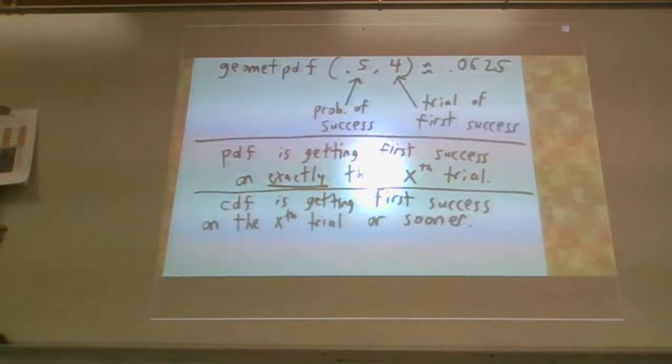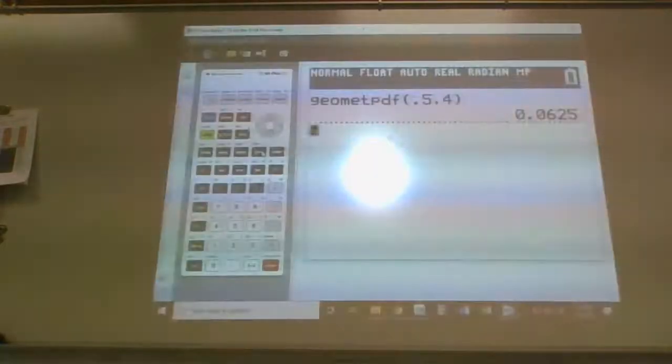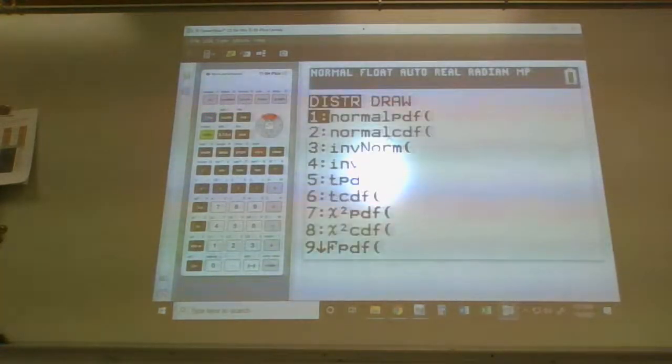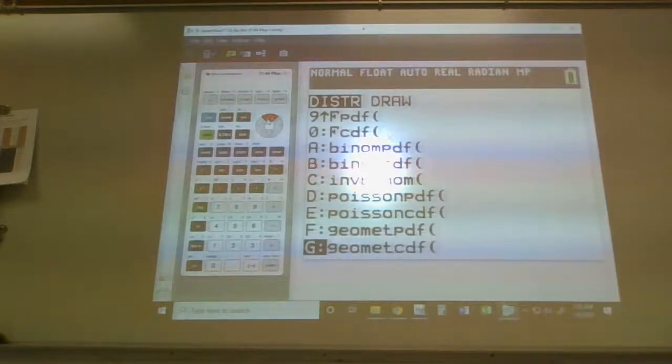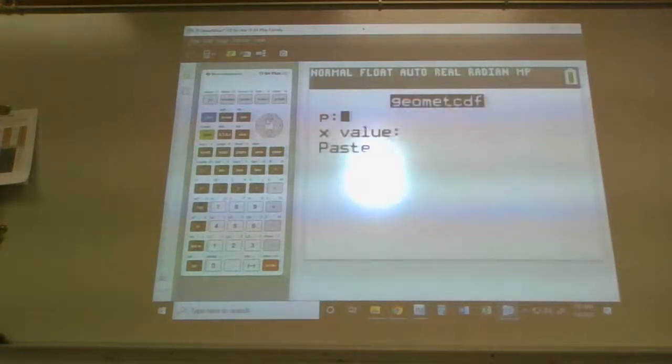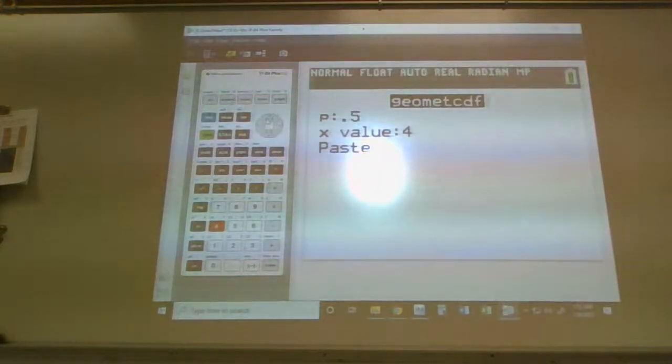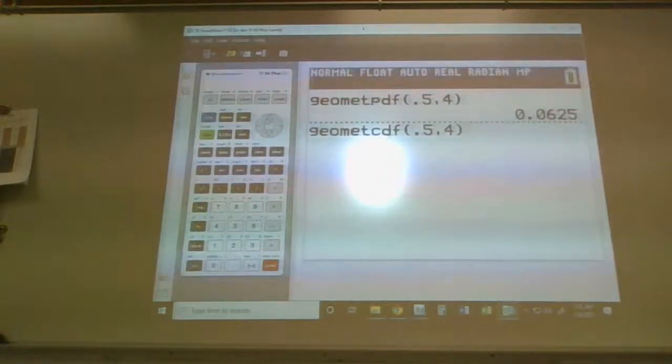So I'm going to flip back to my calculator very briefly and do the same thing. Again, make sure you know where this stuff is on the calculator because you're going to be using this on the quizzes that I have for you in a little bit. I'm going to go down to Geomet CDF. The exact same things that you type in, the probability of success and the trial. Since it's a CDF, I'll hit enter here, and it won't do anything until I hit enter again.